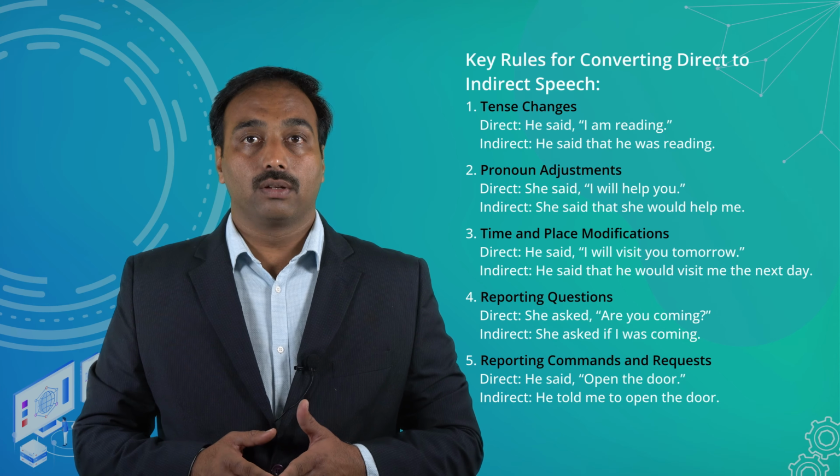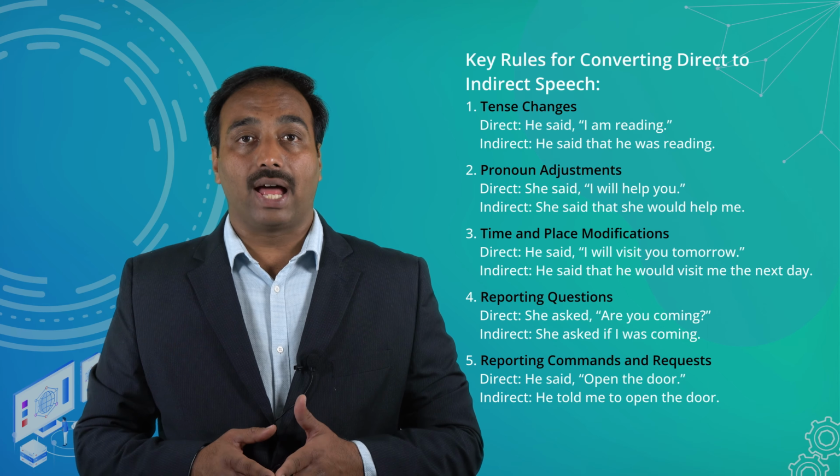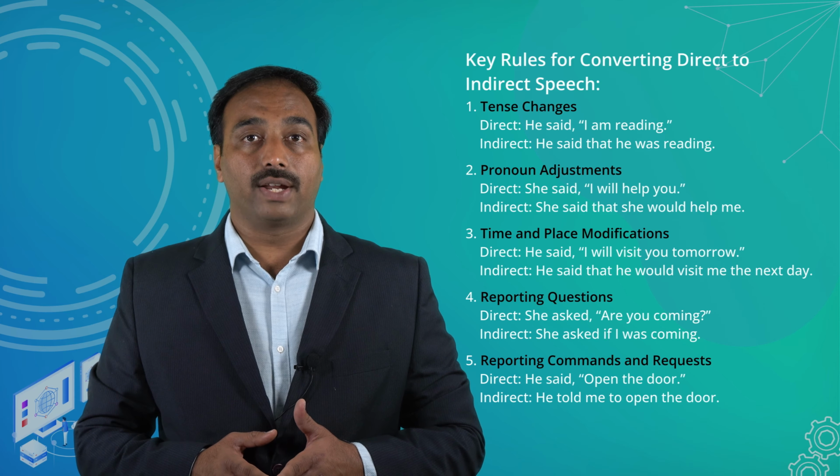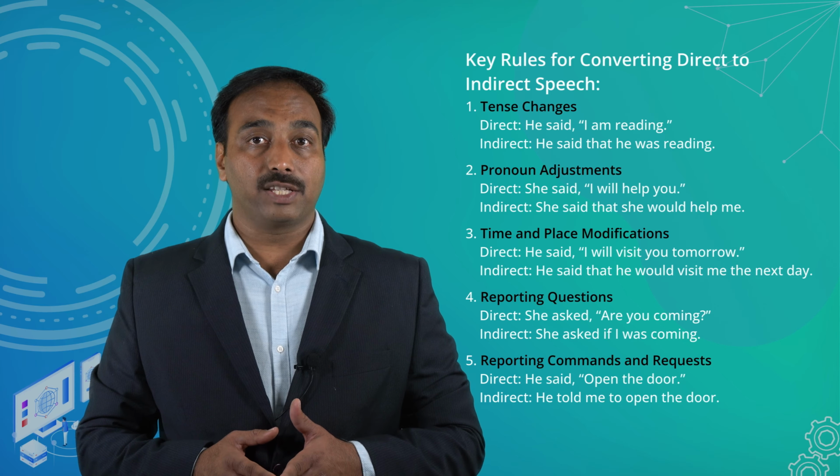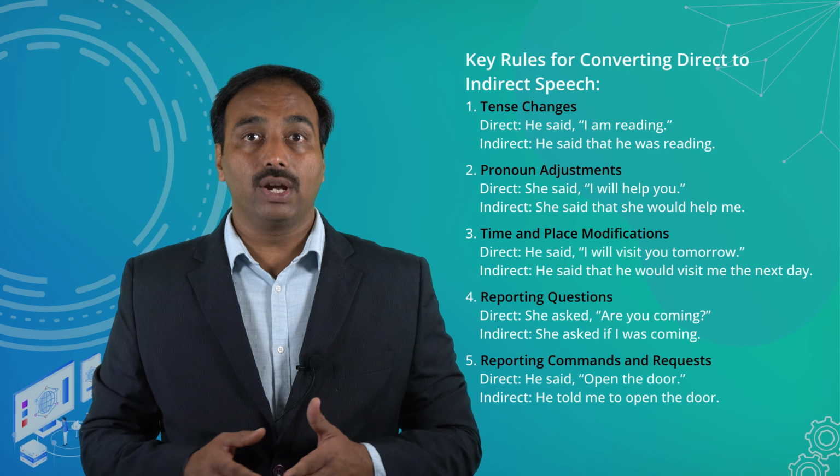Pronoun adjustments. Pronouns in direct speech are modified to align with the perspective of the reporter. For example, she said, "I will help you." In indirect speech, it is, she said that she would help me.